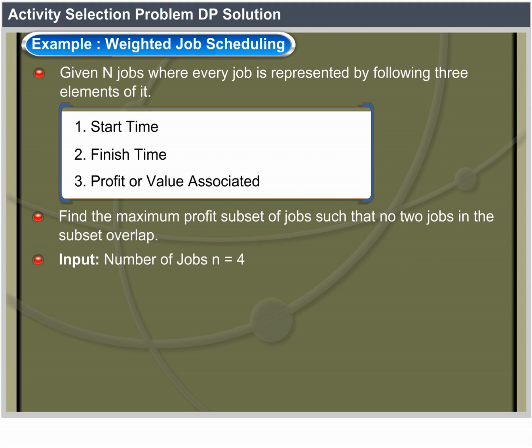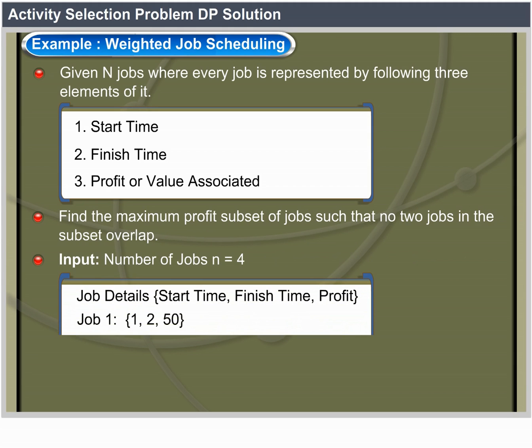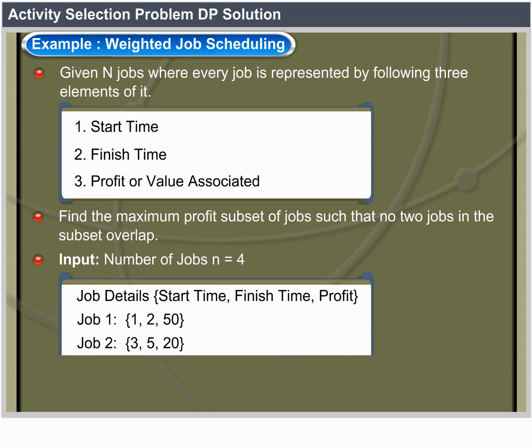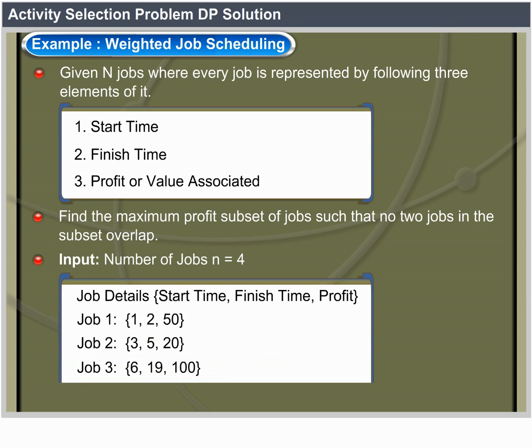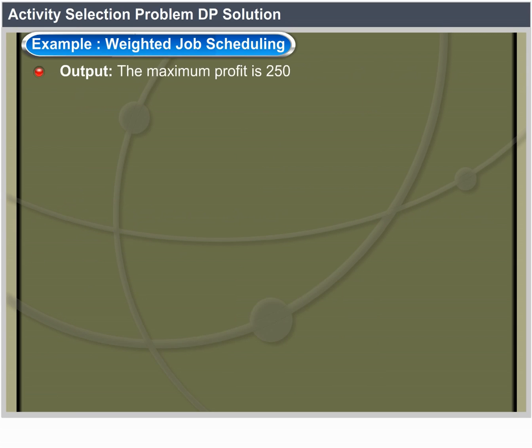Input: number of jobs n equals 4. Job details: start time, finish time, and profit. Job 1 has 1, 2, and 50. Job 2 has 3, 5, and 20. Job 3 has 6, 19, and 100. Job 4 has 2, 100, and 200. Output: the maximum profit is 250.